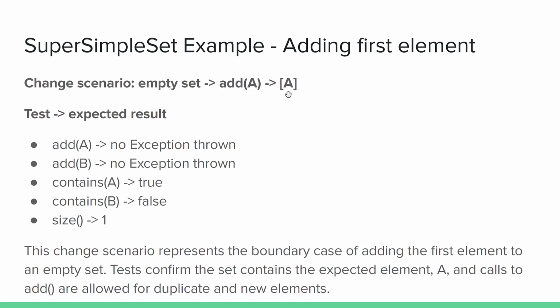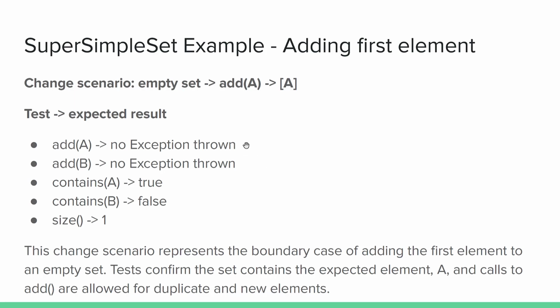set containing that element. So my beginning state assumes I had an empty set. My one change is to add an element to the set, and my expected result is that the set now contains that element and that element only. So for tests for this scenario, I have more possible tests, because now I have the possibility of adding a duplicate value, I have the possibility of adding a new value, I have the possibility of checking that I contain the value I expect, and I have the possibility of checking for contains with an element that's not in the set.